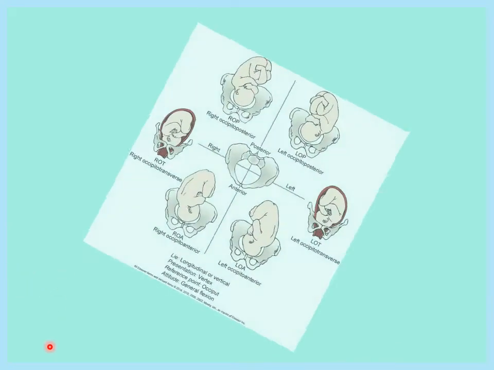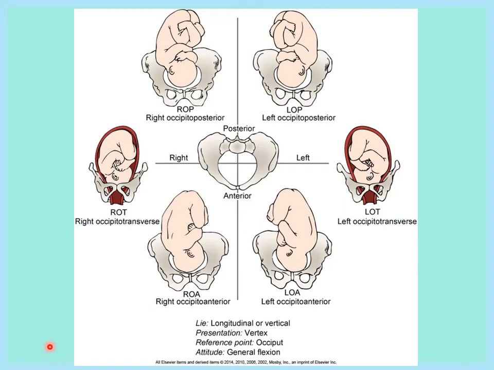Fetal presentation is the part of the fetus that enters the pelvic inlet first and leads through the birth canal. There are 3 main presentations: cephalic presentation, which is head first; breech presentation, which is buttocks, feet, or both first; and shoulder presentation. The presenting part is the part of the fetus that is felt when a vag exam is performed. The most common presenting parts in each presentation are occiput for the cephalic presentation, sacrum for the breech presentation, and scapula in the shoulder presentation.